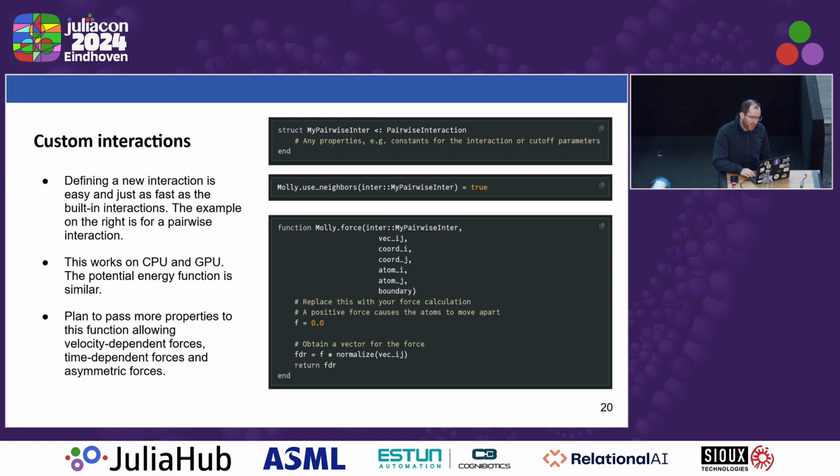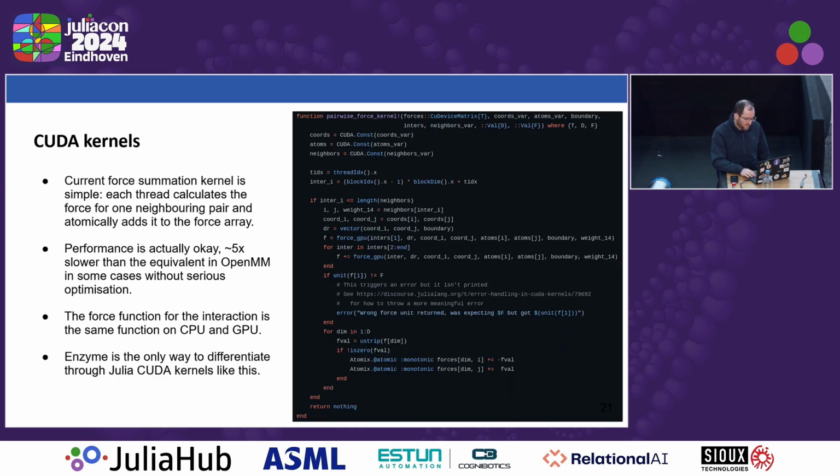It just has to output a static vector, which is the force. And you can also define a very similar function which outputs the energy. And that works on GPU and CPU just the same, without modification. And we're planning to allow more properties to go into that function. We've had a couple of requests for velocity-dependent forces, and also we should allow time-dependent forces.